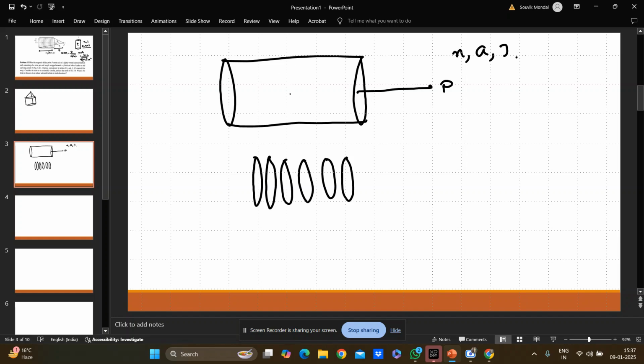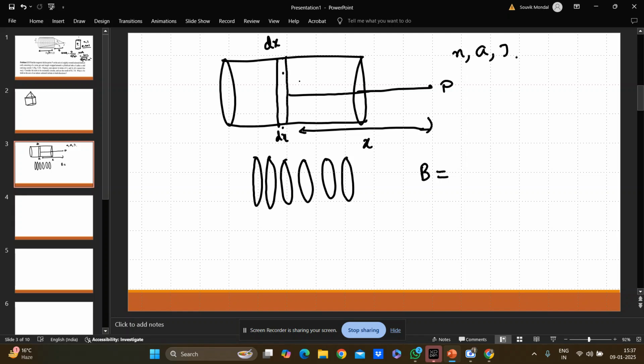Basically you have to take some distance. Say this is the distance x you are taking from here, and a small length element dx, and this is like a ring. There are many rings inside this small length element dx. And what is the magnetic field due to a ring? This is the fundamental thing you should have known, otherwise you can't solve this problem.